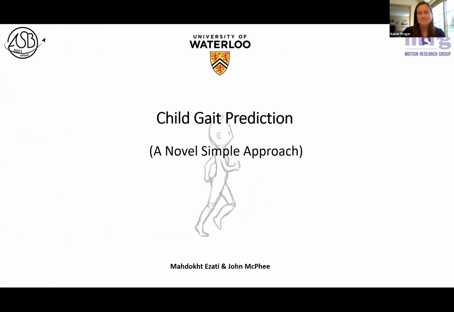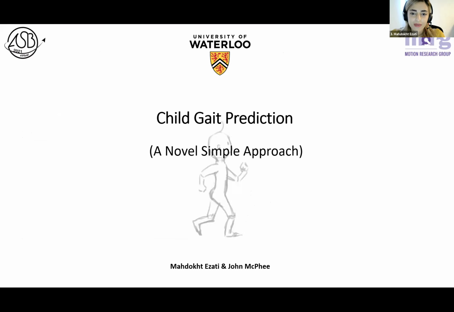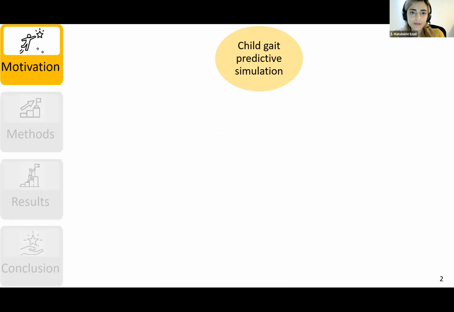Okay, hello everyone. My name is Mahdokht. I am a postdoc fellow in the System Design Engineering Department at the University of Waterloo in Canada. Today, I would like to talk about child gait prediction. Professor John McPhee and I proposed a novel and very simple approach to develop child gait prediction.